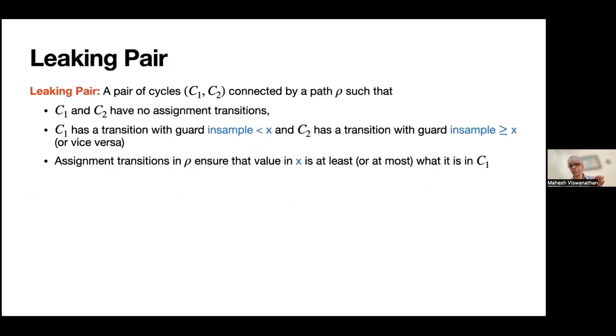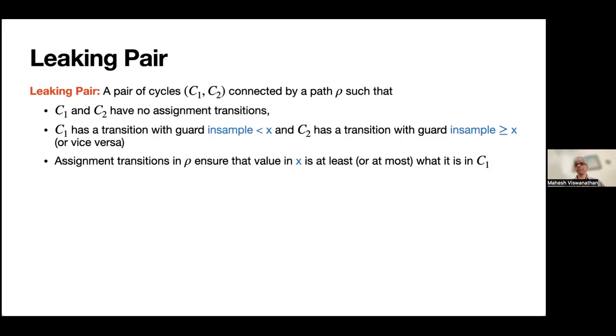Another condition that is going to be important is a leaking pair. It's a pair of cycles, C1 and C2, that are connected by a path, let's call that path rho. We're going to assume that neither one of these cycles is a leaking cycle, by saying that neither one of these changes the value that is stored in the variable X. And we're going to assume that there is a transition in one cycle that compares the value X with the sampled value in a different order than another transition in the second cycle does.